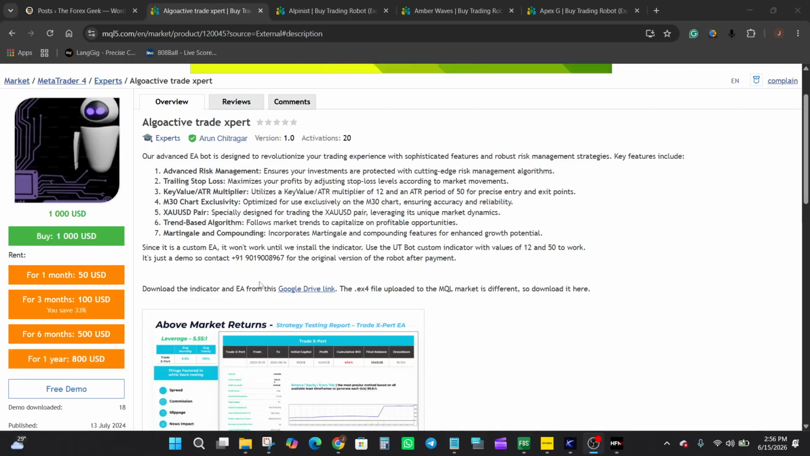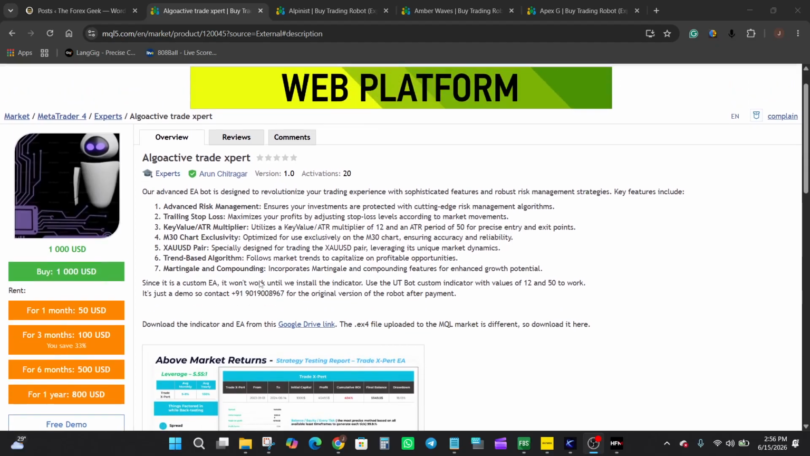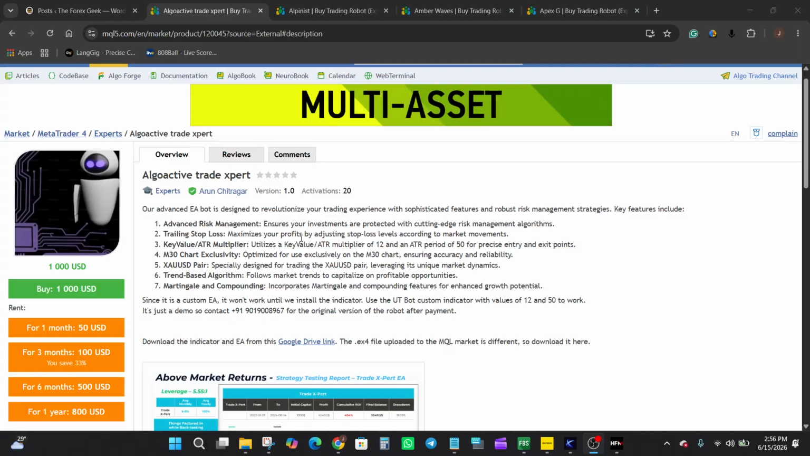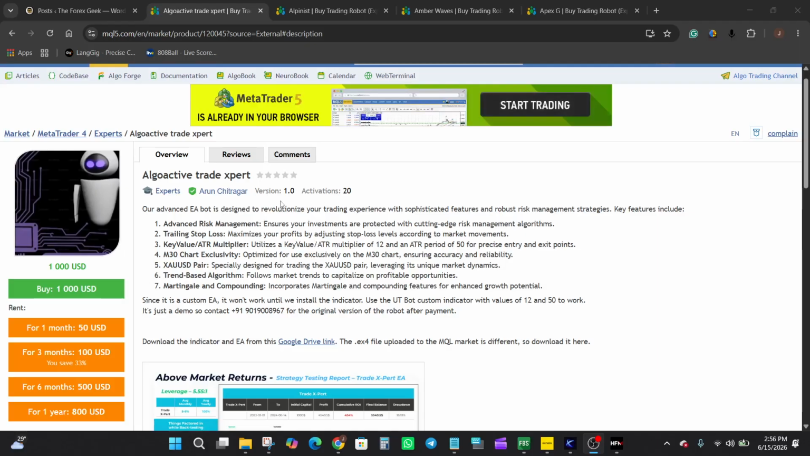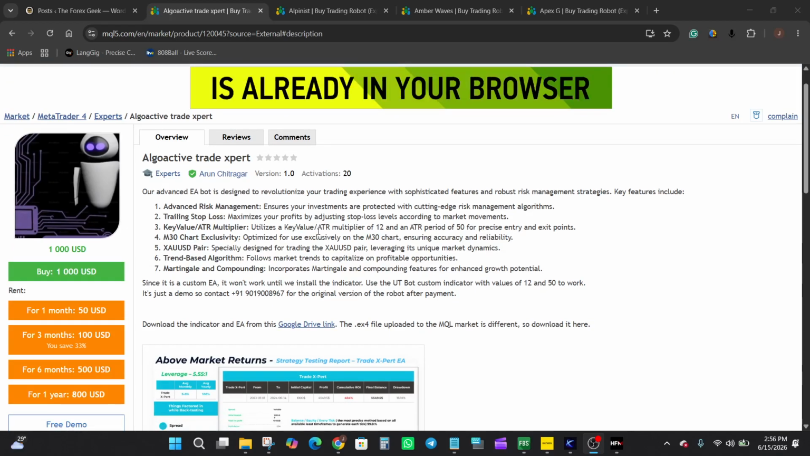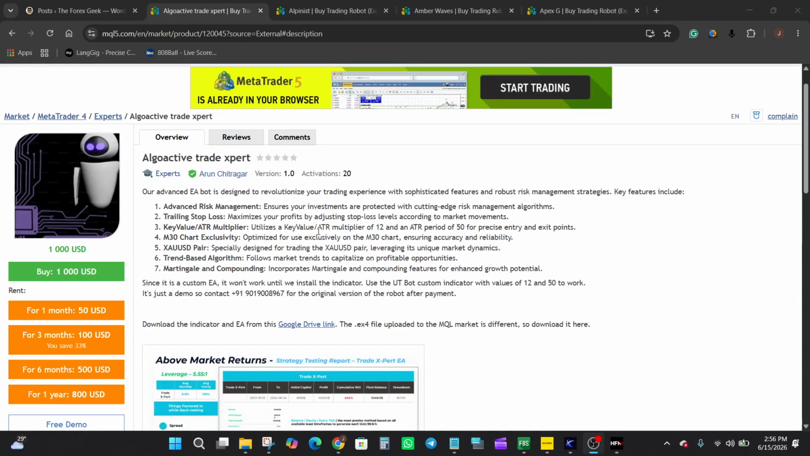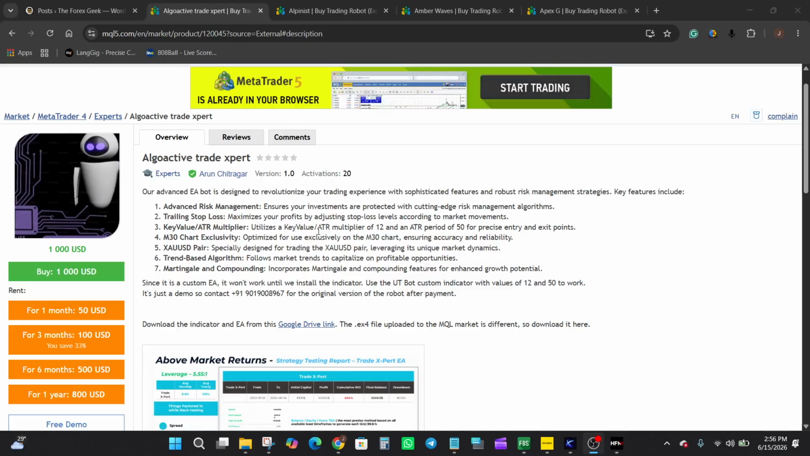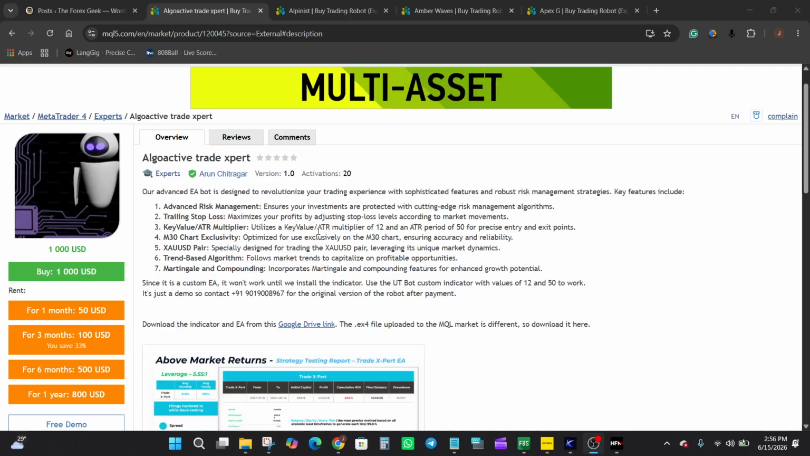All right. At the time of this review, the EA is published by Arun Chitraga and is currently listed as version 1.0. As I scroll through the description, the developer highlights several core features built into the system, and one of the main focuses is advanced risk management, which is intended to help control exposure while the EA is operating.